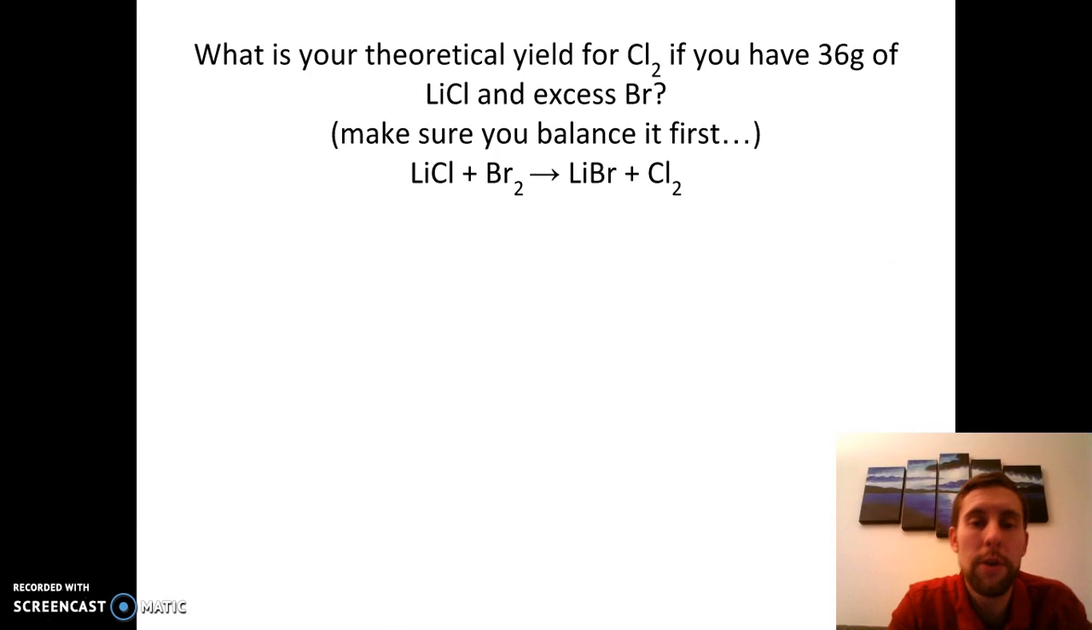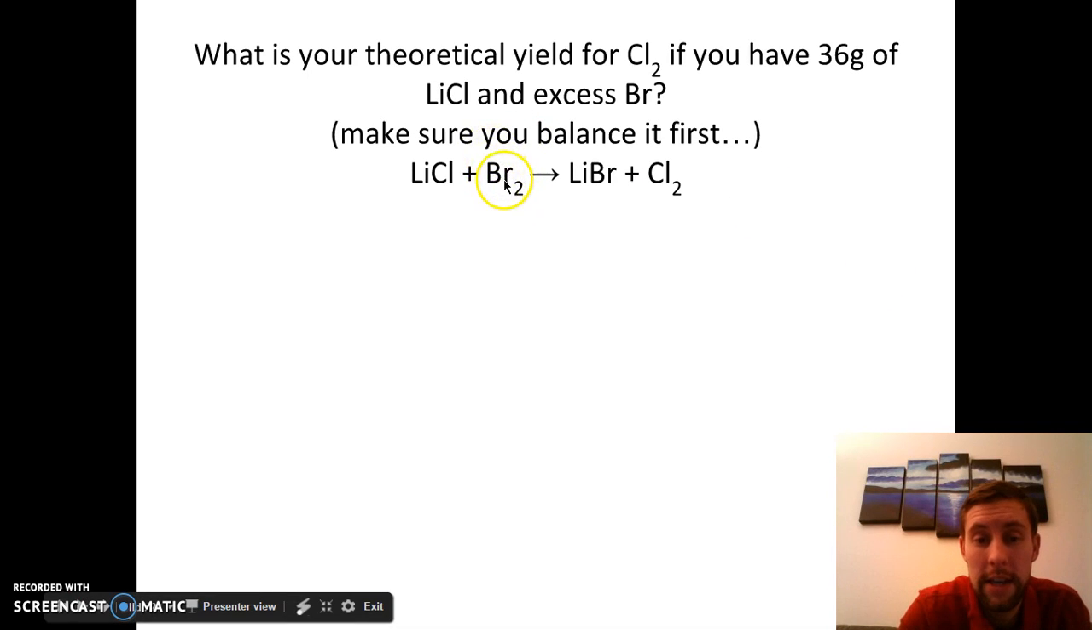Alright, another one. What's your theoretical yield for chlorine if you have 36 grams of lithium chloride and excess bromine? Here, they tell us what our excess thing is. So we don't have to do this twice, just once, because we know that bromine is in excess. So we can skip this one, it's in excess. We can just work with our lithium chloride amount, which they gave us as 36 grams.